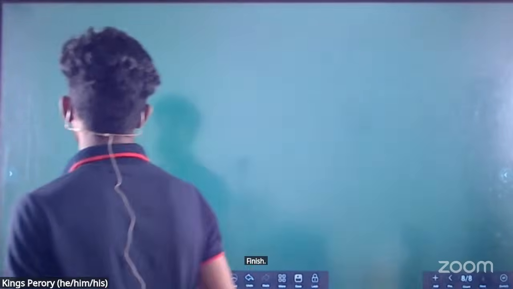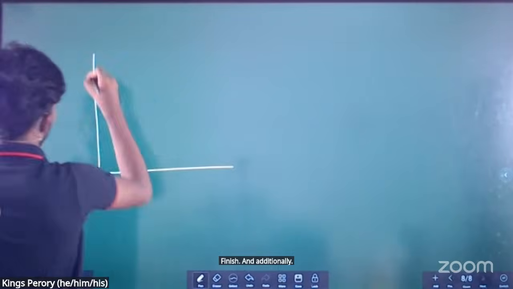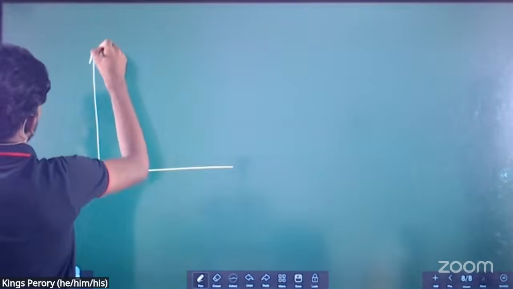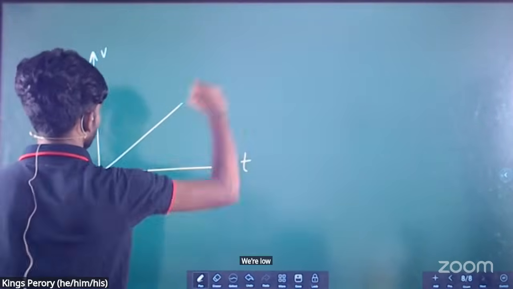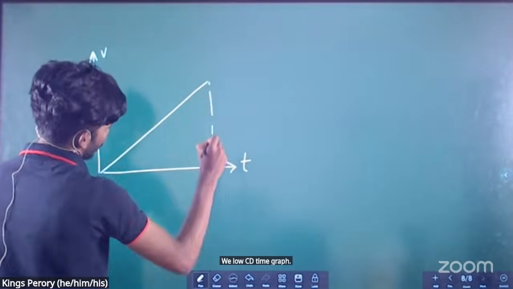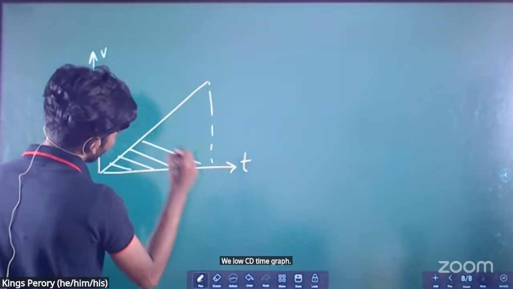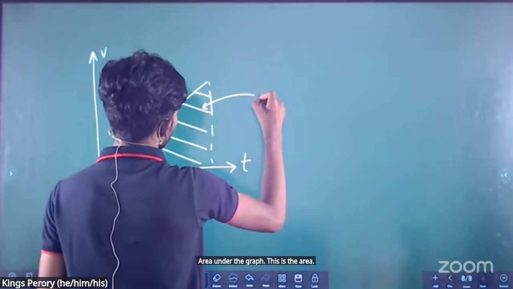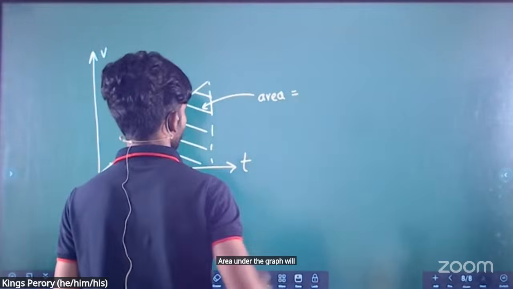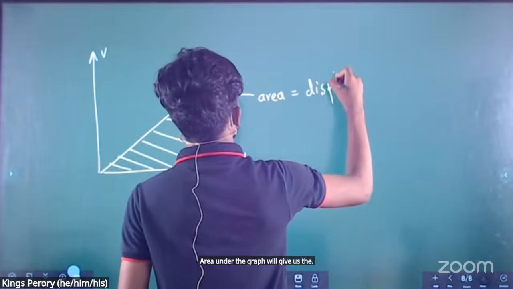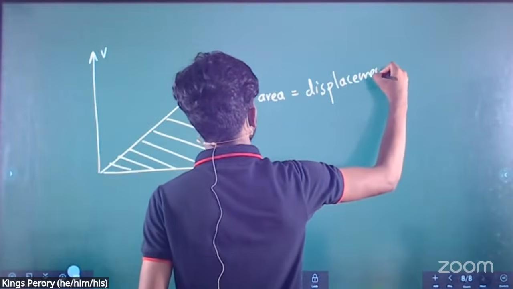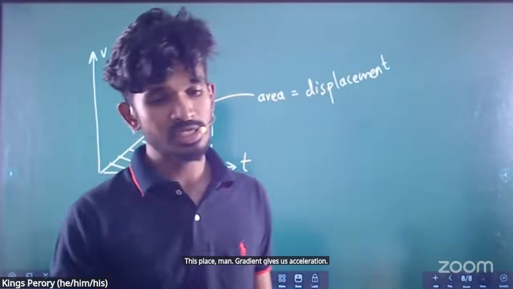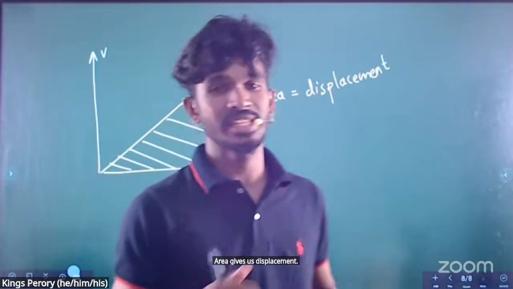And additionally, on the velocity time graph, the area under the graph, this is the area, will give us the displacement. Gradient gives us acceleration. Area gives us displacement. It's like this.